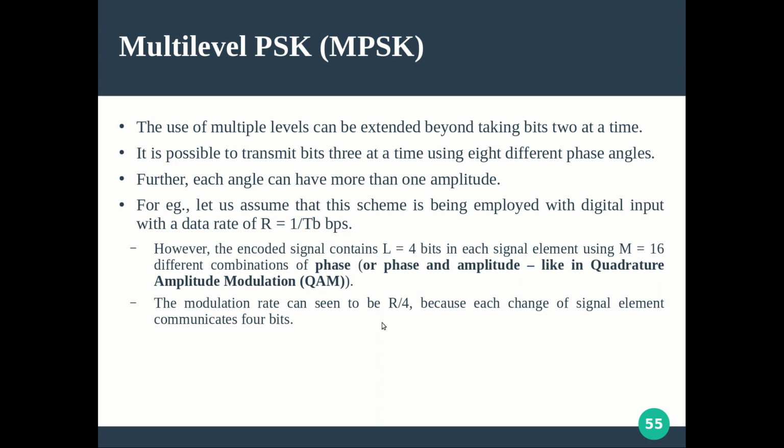But here if the bit rate is R bits per second, then the baud rate will be R by 4 of that, because 4 bits correspond to one signal change. Because each change in the signal element communicates 4 bits. Or in other words, suppose we have a signaling speed of 2400 baud. Each baud or signal change corresponds to 4 bits, resulting in 9600 bits per second. So the data rate is increased for a given bandwidth, and this is how we are getting more bandwidth utilization.